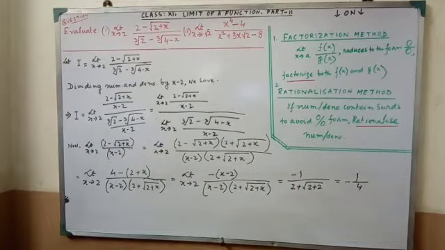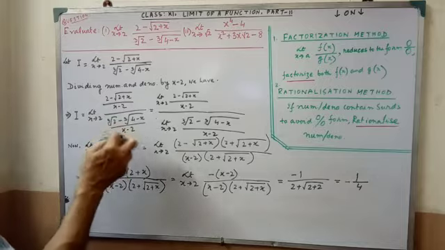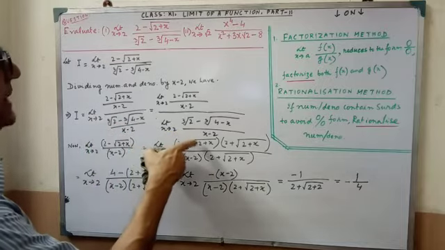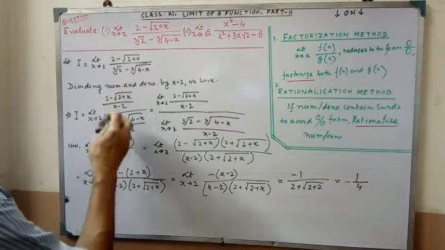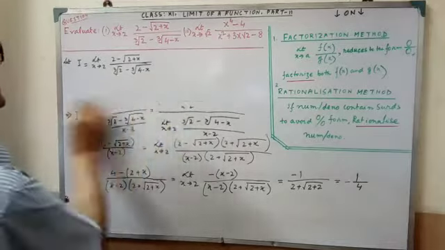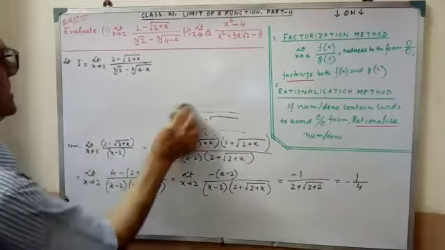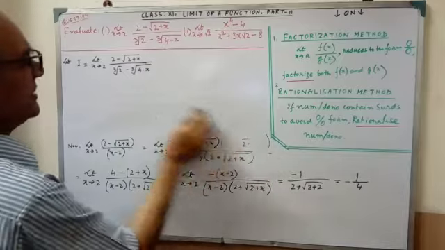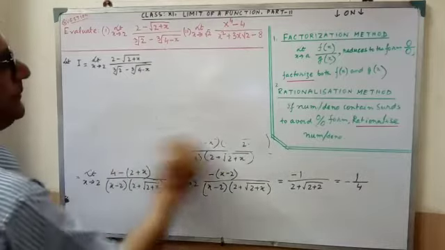Up to this, I think you are not feeling any difficulties. Now we have to rationalize the second part, that is denominator. See in which way denominator is rationalized or simplified.